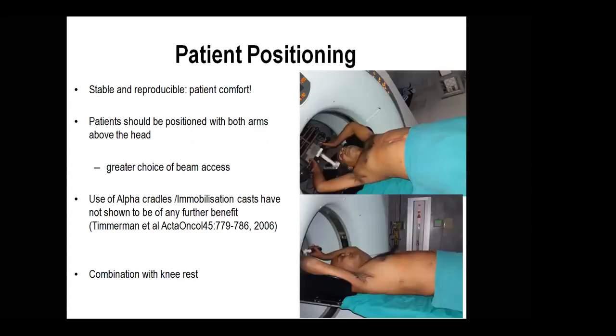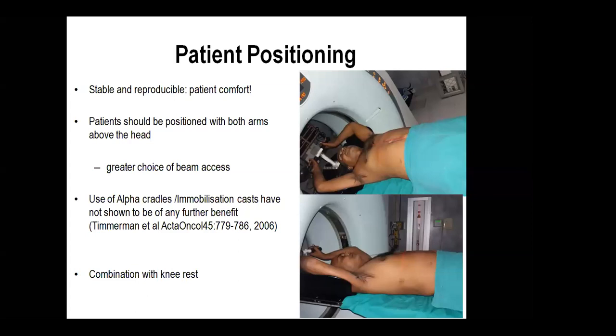Patient positioning, and all of you might be very versed with it, is not different from other sites. The importance is that it has to be comfortable, and because it is comfortable, it is always going to be reproducible. Both arms overhead, generally with a T-bar or a wing board. A wing board is preferred because it gives support to the arm and is more comfortable for the patient. Having the arms overhead also allows a greater choice of beam access. Use of immobilization casts has not shown any further benefit over a wing board or a T-bar.